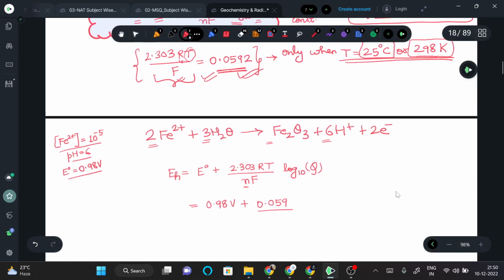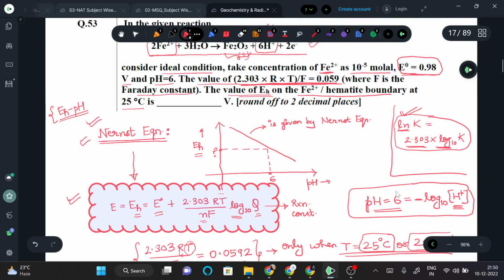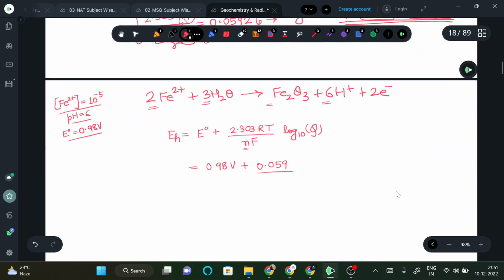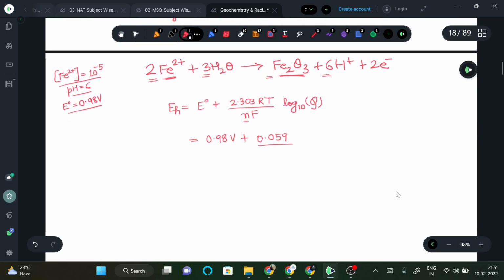Now see, here it is talking about where we have to calculate. We have to calculate on Fe2 plus and hematite boundary. Fe2 plus and hematite boundary. So you have to have a look at this Fe2 plus and hematite Fe2O3. So now tell me what will be N? So 2. Yes, actually N will be 2.